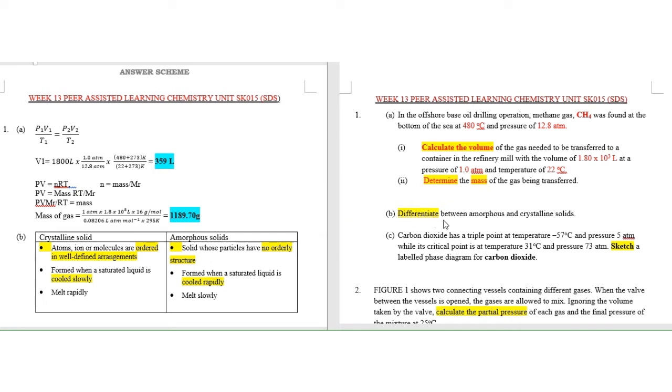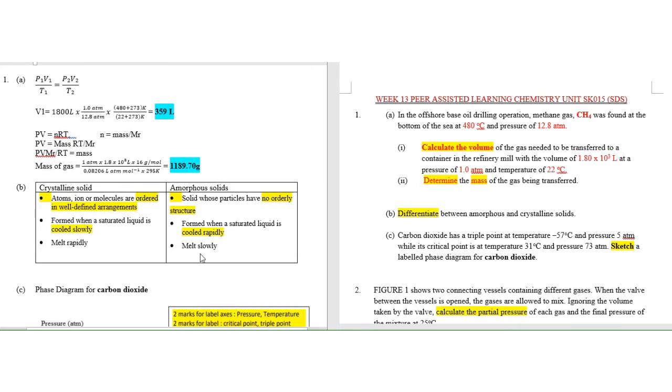Okay, part B, differentiate between amorphous and crystalline solid. For this one, you can answer in a table. For example, the first one is structure. For crystalline solid, the structure is arranged orderly. For amorphous, the arrangement is not orderly. Then crystalline solid forms slowly, but amorphous forms rapidly. Crystalline solid melts rapidly and amorphous solid melts slowly. The details you can check again through your lecture notes.